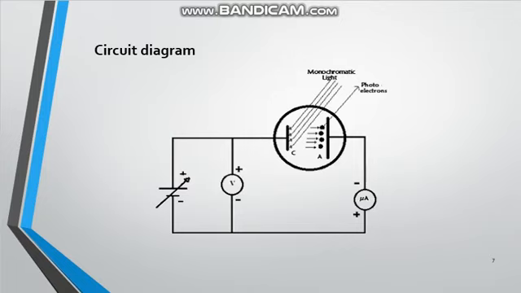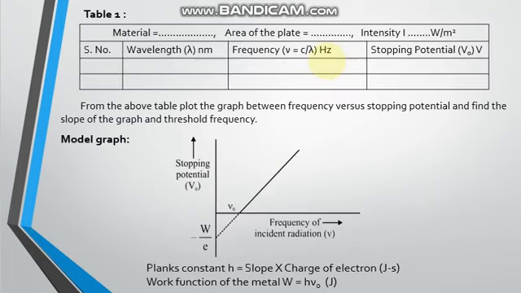Okay, and the circuit diagram we are using here is for the reversely applied potential case we are studying, because the stopping potential value we are recording here is taken with reverse applied potential. This is the circuit, and the tabular form to find the Planck's constant.